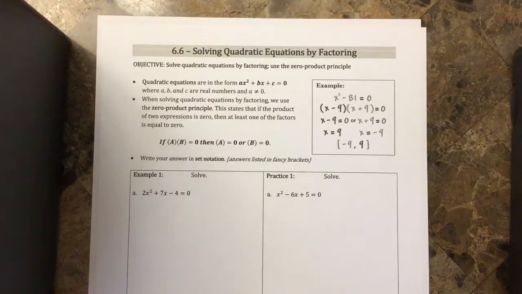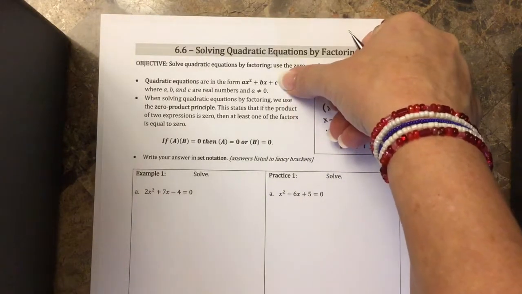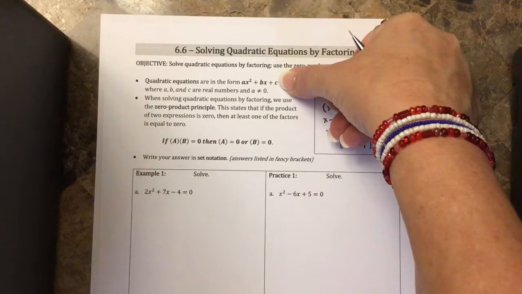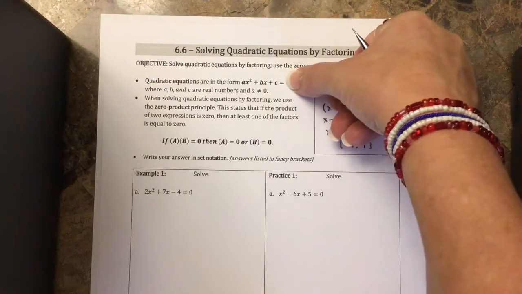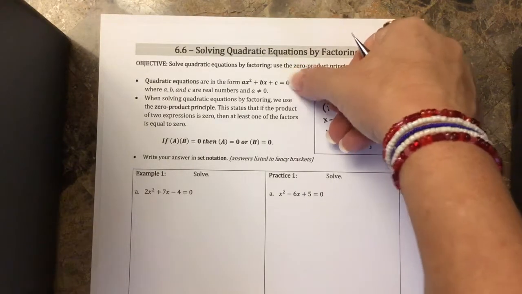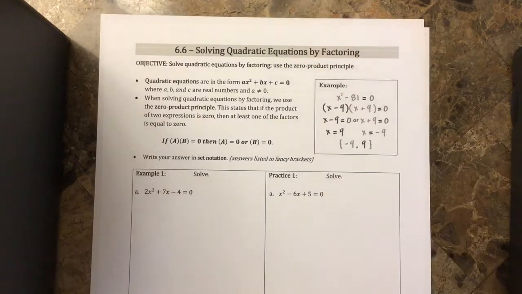Okay, in this video, we're going to be solving quadratic equations by factoring. And the main difference between this video and my last video on factoring, just factoring expressions, is that in this case, instead of just having the expression ax squared plus bx plus c and then factoring that, now we have an equal sign. And so that equal sign tells us that we can actually solve for x now, which is kind of cool.